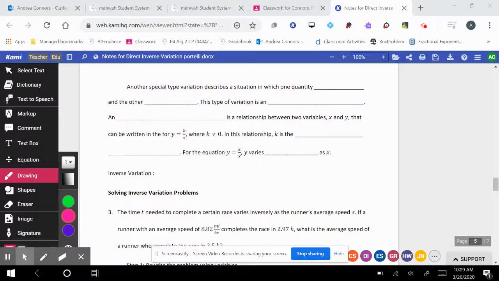So now we're going to talk about inverse variation. Another special type of variation describes a situation when one quantity increases and the other decreases. This type of variation is an inverse variation.